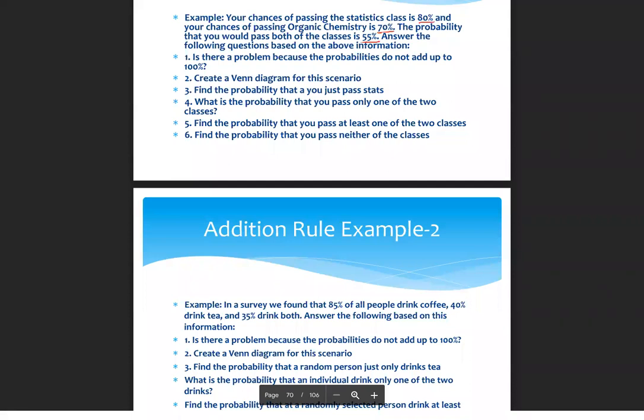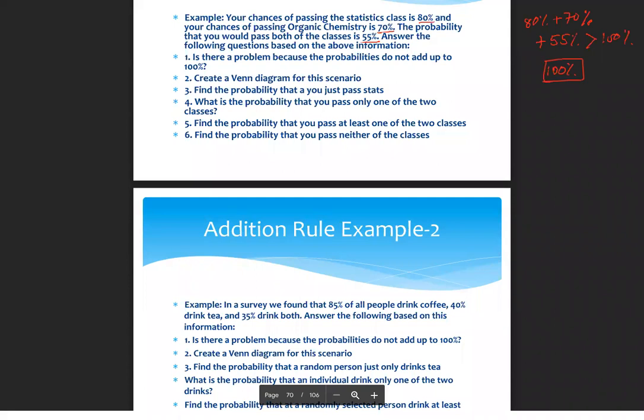Now, if you look at these percentages, you can see that they add up to more than 100%. Look, 80% plus 70% plus 55% is obviously greater than 100%. The sum of all the probabilities must be 1 or 100%. Remember, probability of the sample space is 1. Now it is over 100%. Is there a problem? The answer is no.